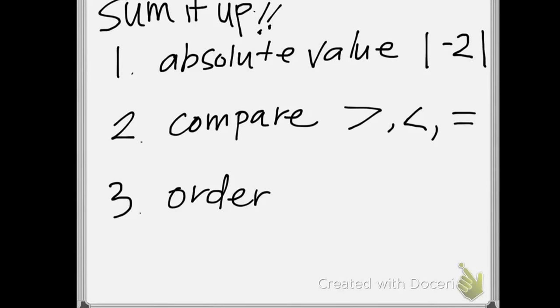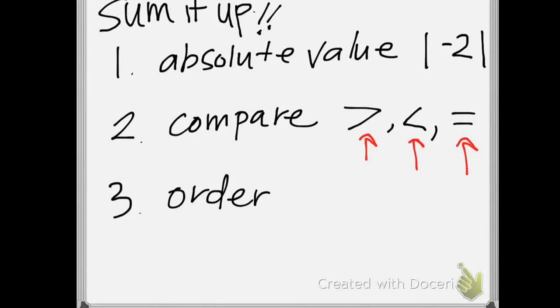Second thing we talked about is compare. When we compare integers, we are using signs like greater than, less than, and equal to. You can use a number line to figure out which order those integers go in. And then the last thing we learned was order. When you have more than 2 integers that you're comparing, you're going to be asked to put them in order. And you'll have to figure out which one goes where, and you can also use a number line to figure those out.